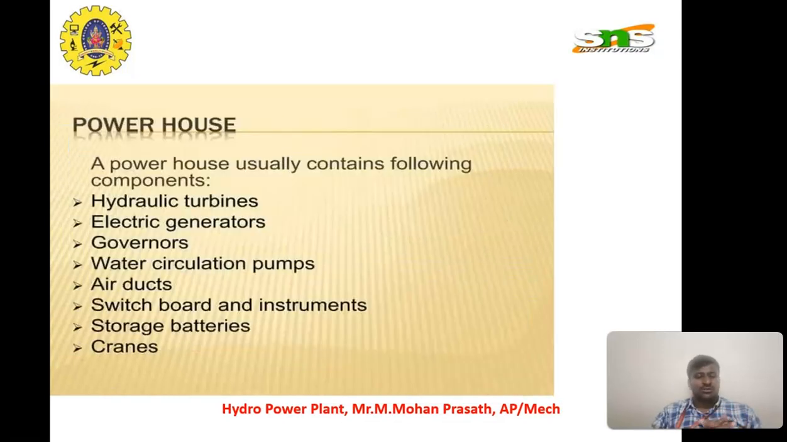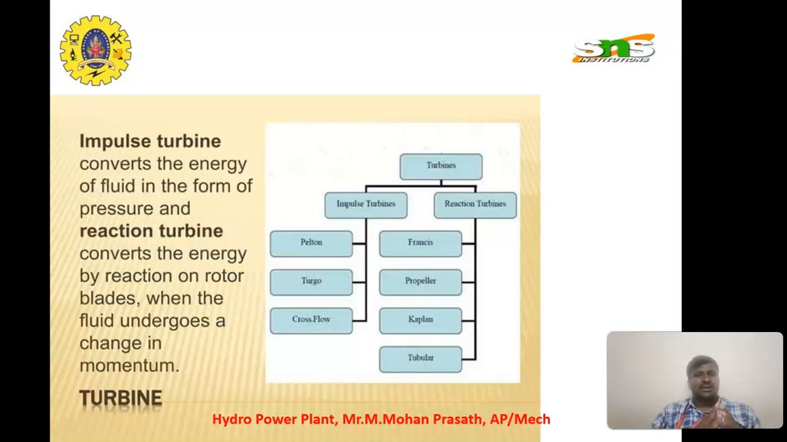The next is the powerhouse. The powerhouse usually contains the following components: hydraulic turbines, electric generator, governors, air ducts, switchboard, storage batteries, and cranes. The turbine converts the kinetic energy of the water into rotational motion. The rotating turbine was connected to the generator. The generator makes the change in EMF, and finally electricity was produced and stored in the powerhouse.